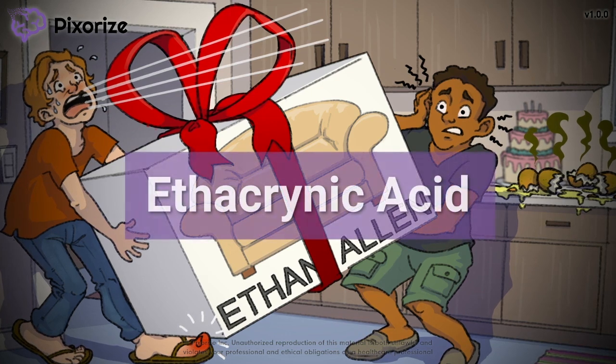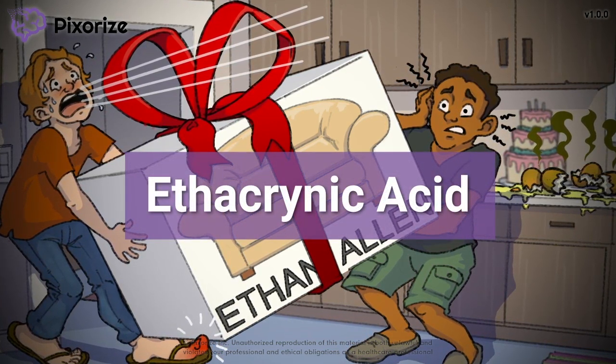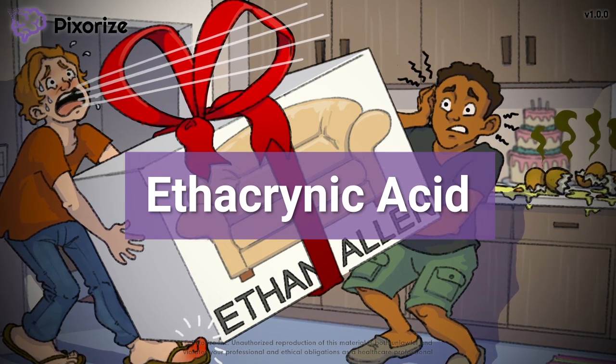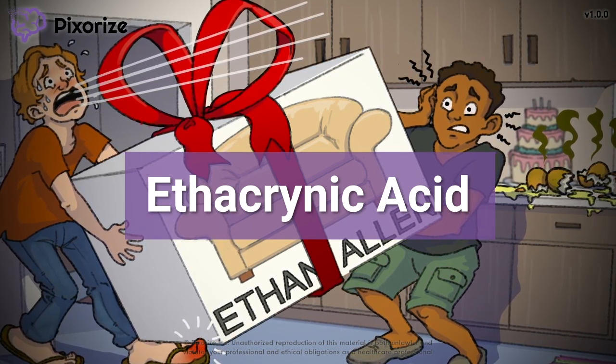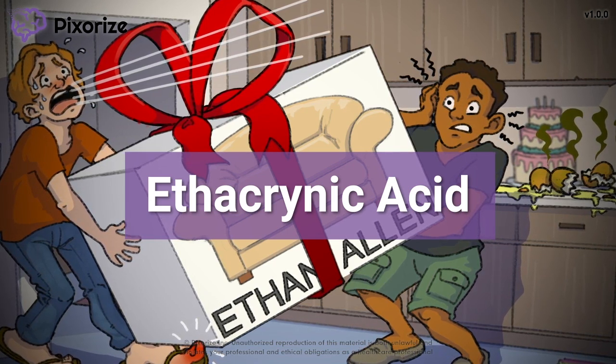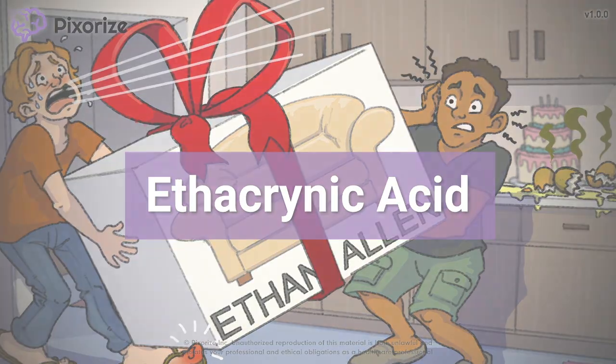Ethacrynic acid is a type of loop diuretic that can be used to induce diuresis in patients with sulfa allergies. As a loop diuretic, it functions by inhibiting the sodium-potassium chloride co-transporter in the ascending loop of Henle to lessen water reabsorption. Let's learn more about ethacrynic acid through this visual mnemonic video.